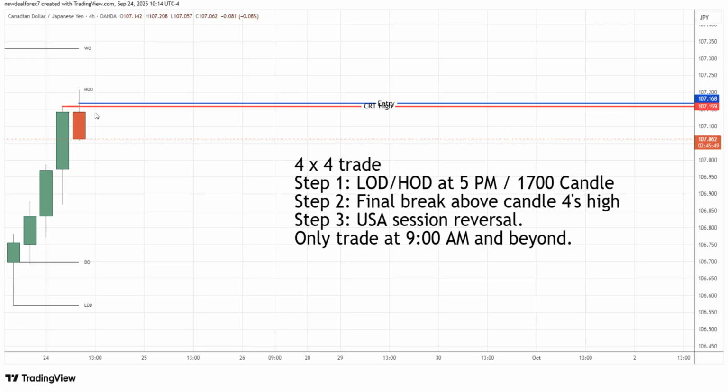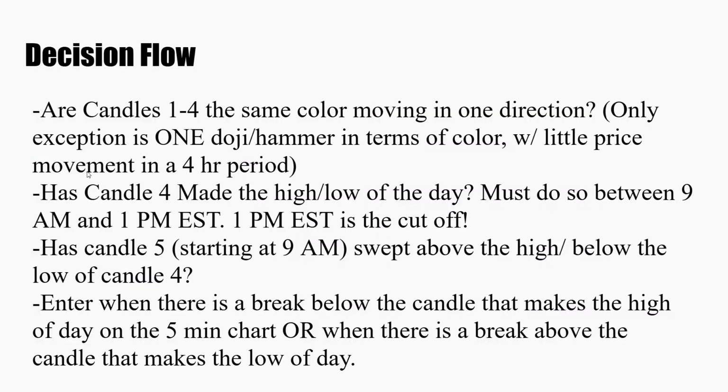What does that mean? This candle right here, 1, 2, 3, 4, is that making the current high of day? Right there where my mouse is. Because what we need to see at 9 a.m. is a new high of day to be created after this price action. So it's a progression where you just want to see price go up and then come down during those times that we outline.